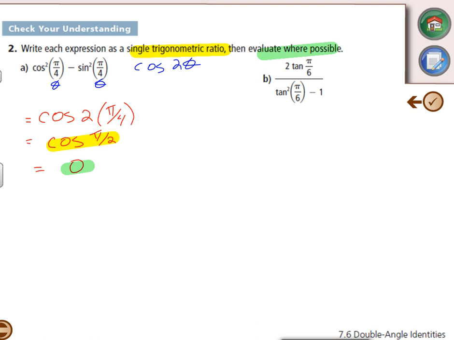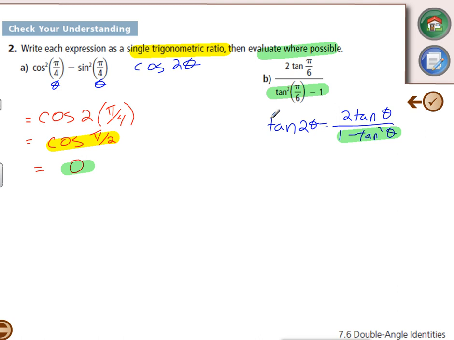Next one there. Again, look at your formula sheet. Which one does this most represent? It looks a little bit similar to this one. Tan 2 theta is equal to 2 tan theta over 1 minus tan squared theta. But, whoa, this is not exactly the same. And that's why I say look for what's most similar. How can I turn one into the other?